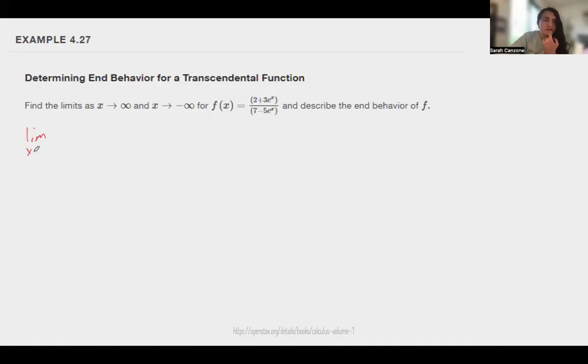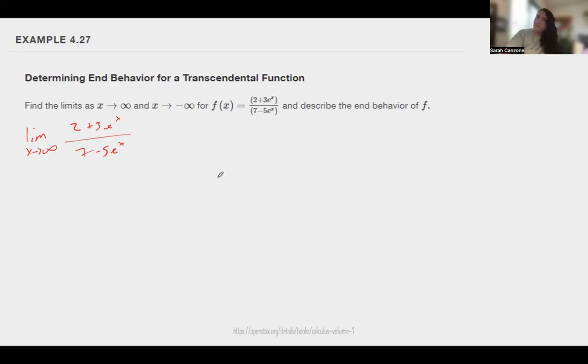So we'll look at the limit as x approaches infinity of our function first, as always. Oh, why did I write? See, I'm writing new things. 3e to the x over 7 minus 5e to the x. All right, so this is our function.